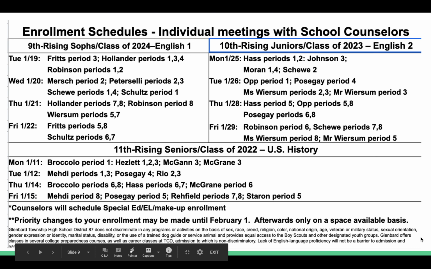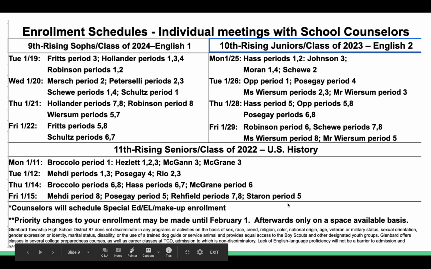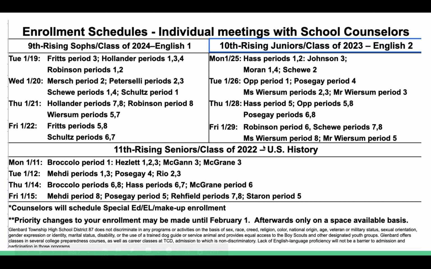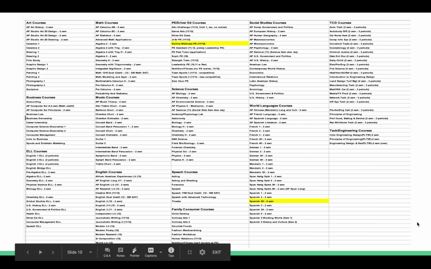Here's our enrollment schedules for each class. So down here at the bottom, we're going to kick it off with our juniors. So juniors will be meeting with their counselors on the week of January 11th. And then our rising sophomores will be meeting with the counselors the week of January 19th. And then we'll wrap things up with our rising juniors the week of January 25th. So when in doubt, you can pull this up. You can make sure you know when you're going to be meeting with your counselor.